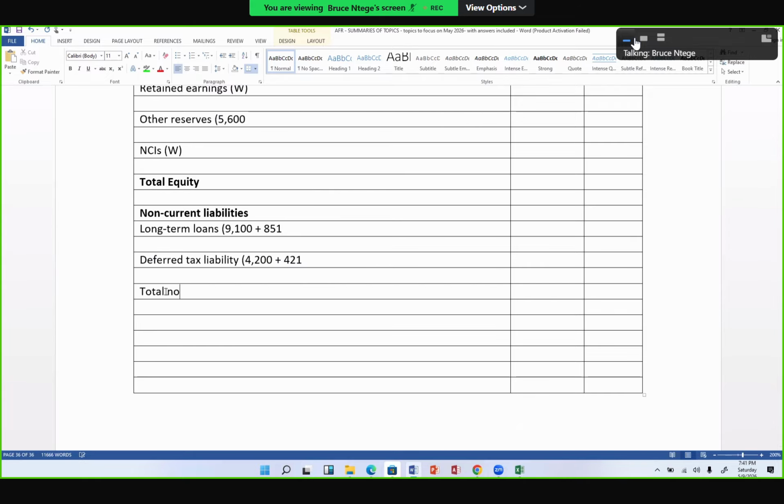The total non-current liabilities, which is a subtotal. They don't mark until you're in problems. They can come to look for some of those totals.